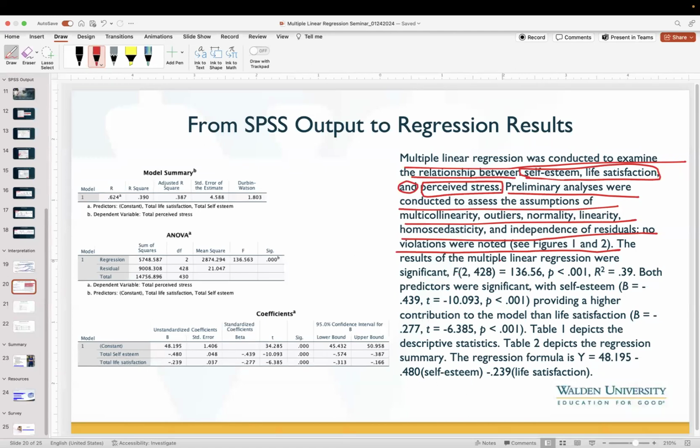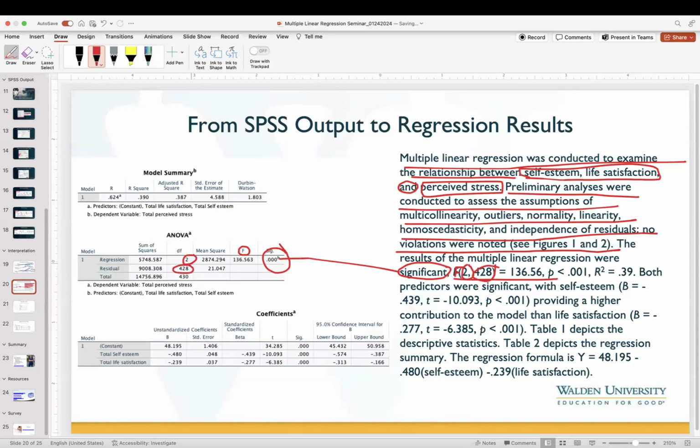The results of the multiple regression were significant. How do we know that? From, remember, the ANOVA table right here. But I've got a whole bunch of numbers here. So we know that the ANOVA creates an F statistic. That's right here. Okay, you see F. You see the 2, the degrees of freedom of 2. You see the 428, the degrees of freedom of 428.